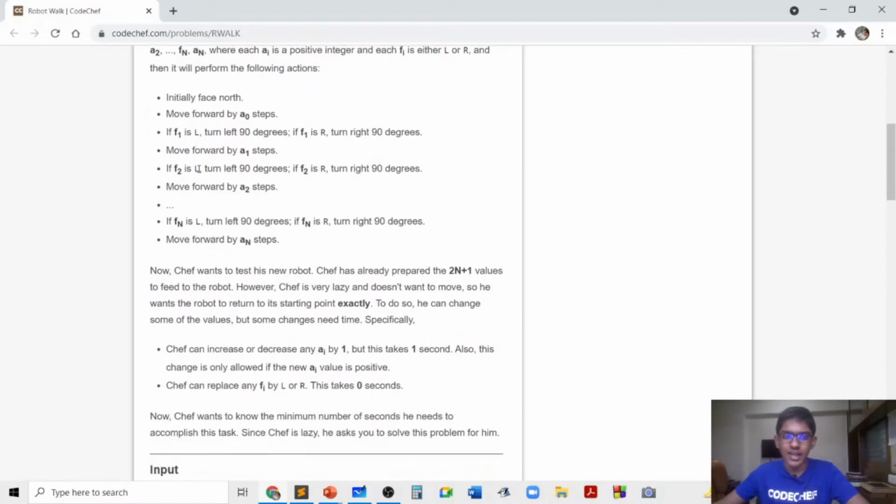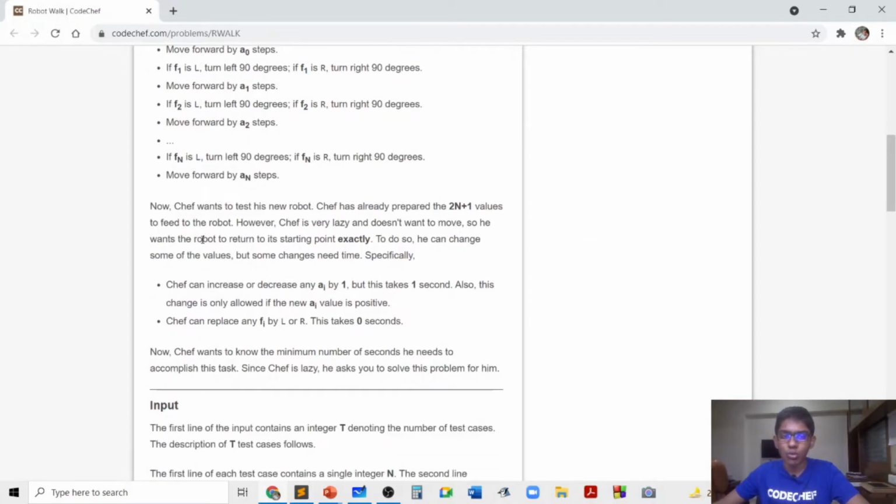And similarly in the next step, it either turns left or right, so it basically again either moves a2 steps in the positive y direction or a2 steps in the negative y direction, and it repeats all of this up until the nth step. And now we need to test this robot, or basically Chef needs to test this robot, and he needs the robot to return to its exact starting position. So basically in the end, the delta x and the delta y should be 0, or basically the x coordinate and the y coordinate of the robot should be 0.